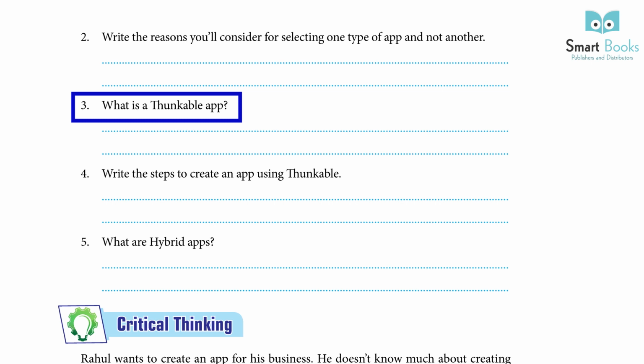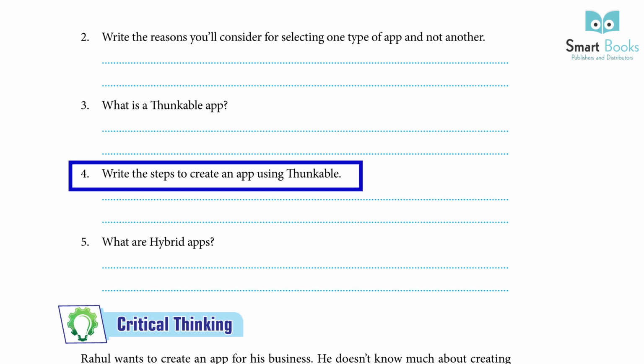3. What is a Thunkable app? Answer: Thunkable is a web-based application that was first made available by Google and has an integrated development environment. Anyone with basic computing skills can develop native apps that are based on Android and iOS. 4. Write the steps to create an app using Thunkable. Answer: Creating an app with Thunkable.